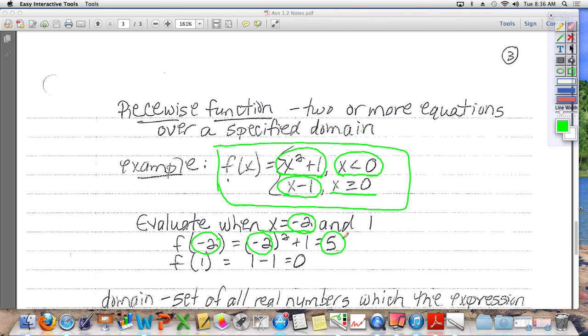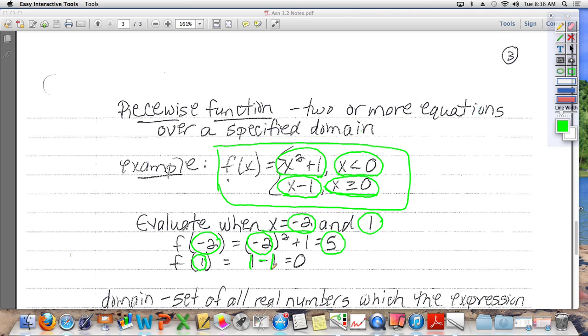But I'm also asking you guys to evaluate it when x is equal to 1. Well, if x is 1, 1 is a number that is greater than or equal to 0. So you're going to use the bottom function, which just says you take the x value and you subtract 1 from it. So the x value is 1. So I'm going to do 1 minus 1, giving me 0.